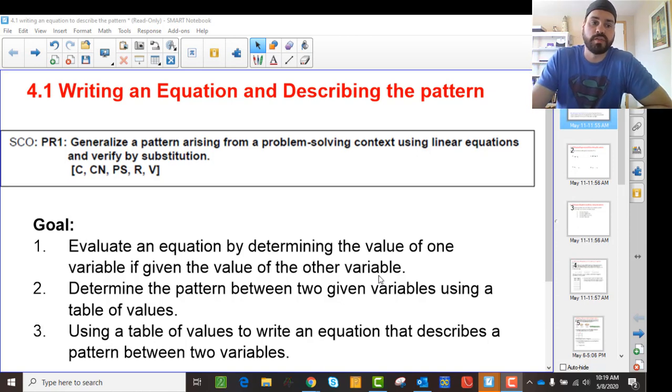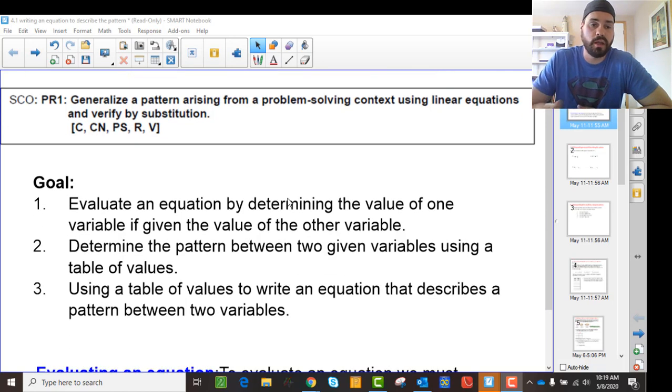So essentially what our goals are is to evaluate an equation, by determining the value of one of the variables if given the value of the other variable. We're going to try to figure out a pattern between those two variables if we have a table of values, and we're going to try to use a table of values to write an equation. Okay, that's what we're going to attempt to do.